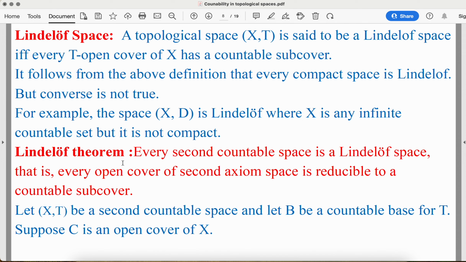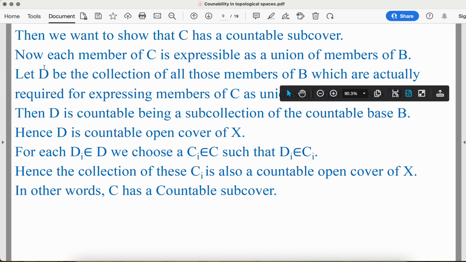Now the Lindelof theorem: every second countable space is a Lindelof space. It means every open cover of a second axiom space, or second countable space, is reducible to a countable subcover. If (X, T) is a second countable space and B is a countable base for T, suppose C is an open cover of X. Then we want to show that C has a countable subcover.